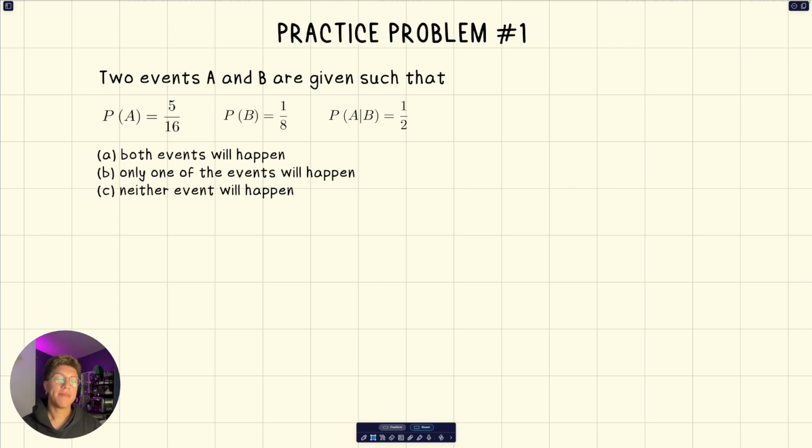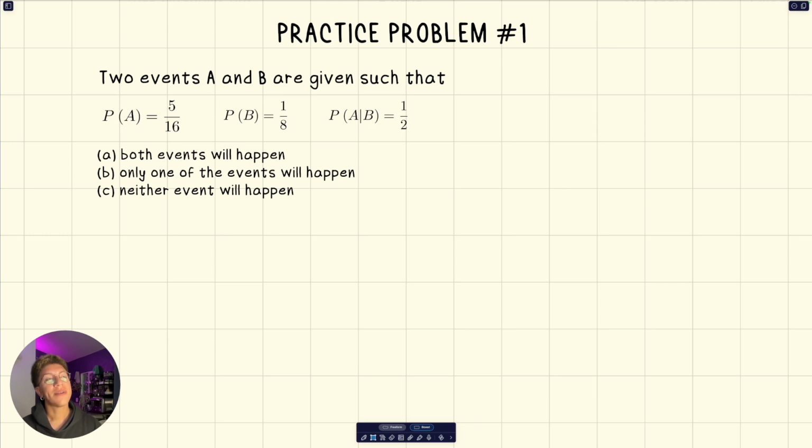This is practice problem number 1. We are given two events, A and B. The probability of event A happening is 5/16. The probability of B happening is 1/8. And we're given that the probability of A happening when B occurs is 1/2. Based on this information, this question is not asking for it. Do we think that events A and B are dependent or independent?